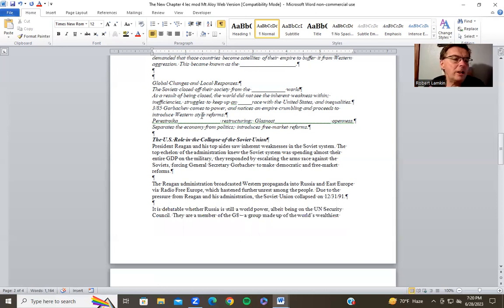The Soviets, as a result of being closed, the world really did not see the inherent weaknesses within. Inefficiencies, struggles to keep up with an arms race, and inequalities. One of the things the Soviets would do, they had year-round paid hockey players or wrestlers or gymnasts. And when they got involved in the Olympics, one, they were more populous because of how big the Soviet Union was, but they were basically playing against amateurs. That's before professionals could, I think it happened in the early 90s, maybe, when professionals were able to compete in the Olympics.